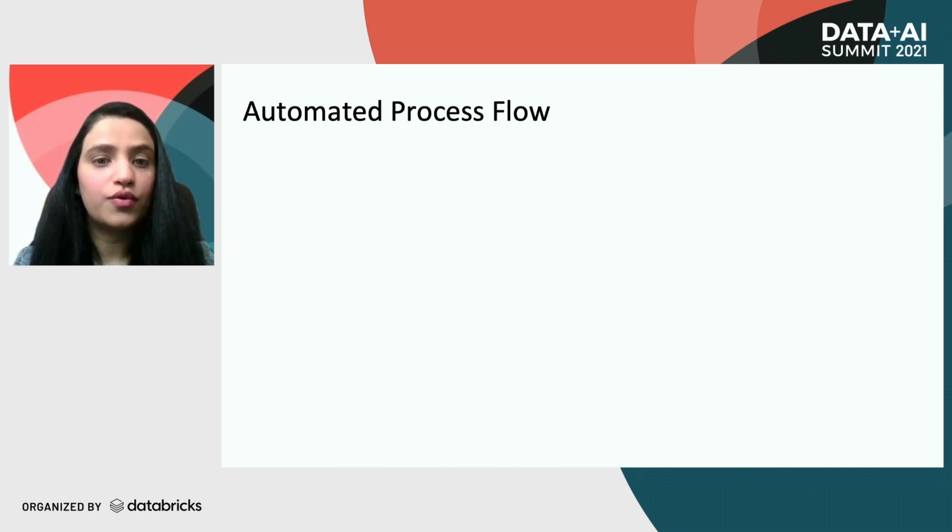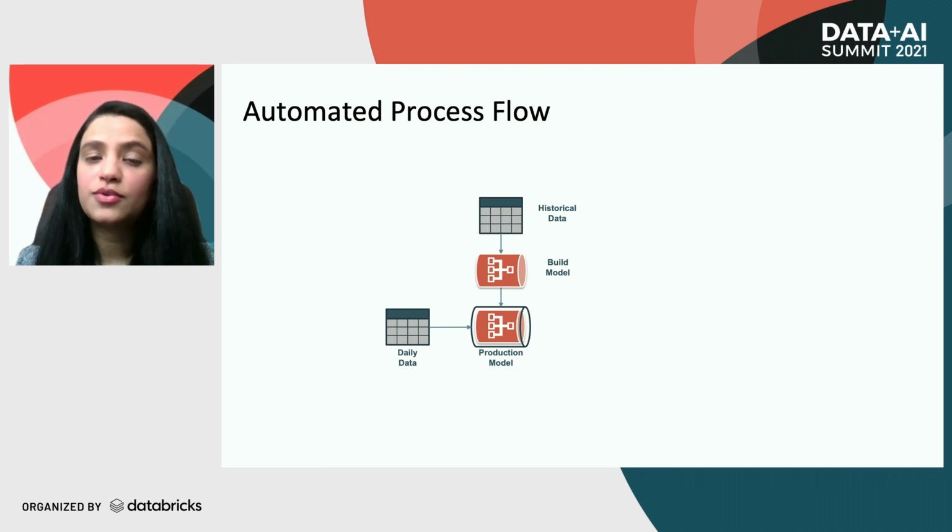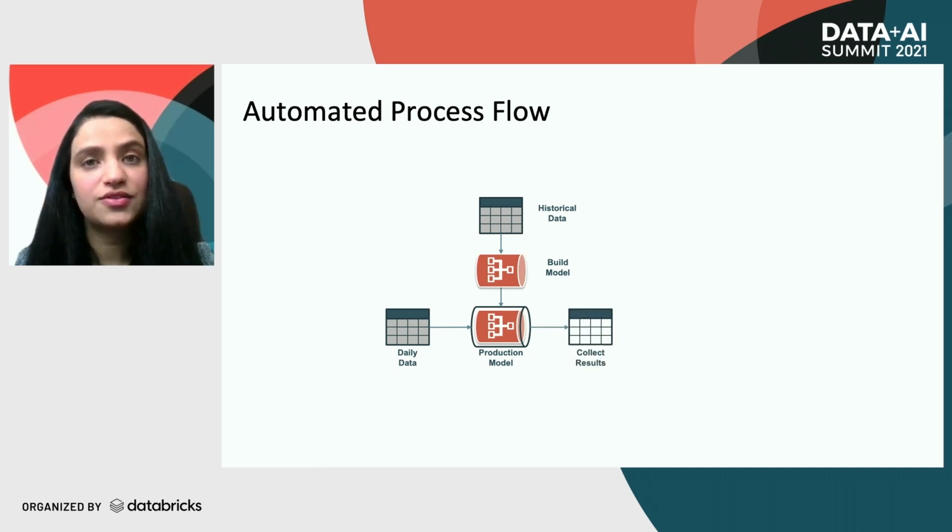Here's a high level overview of how this automated process flow works. It starts with collecting historical data, which is used to build models. The best model is moved into production. From there, daily data is gathered and processed through the production model. Model results are collected. Selected accounts are sent for investigation.